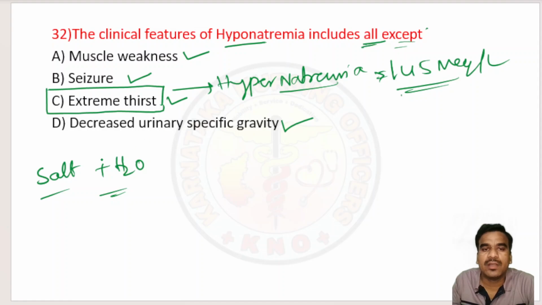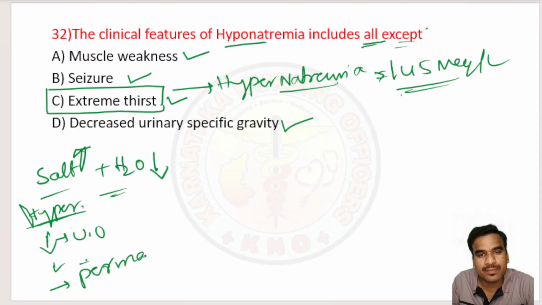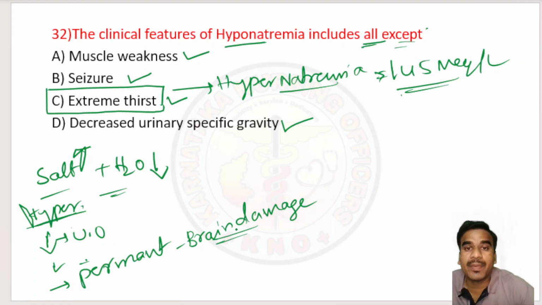During hypernatremia, water level will be less and salt level will be high. That's why we can see dry mouth. Dry mucous membrane, decreased urine output. These are the features of hypernatremia. We can see decreased urine output and lethargy. The most serious complication is permanent brain damage, seen in hypernatremia.